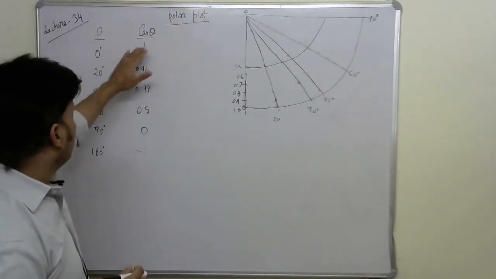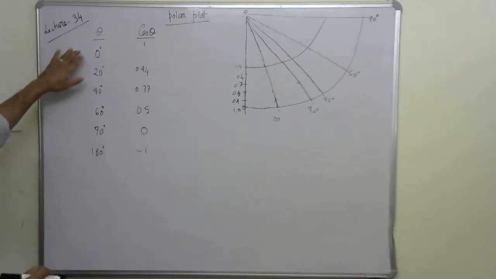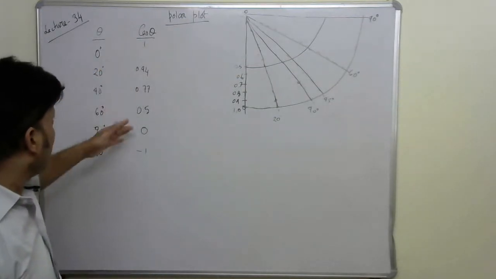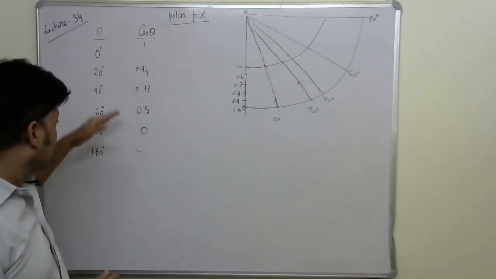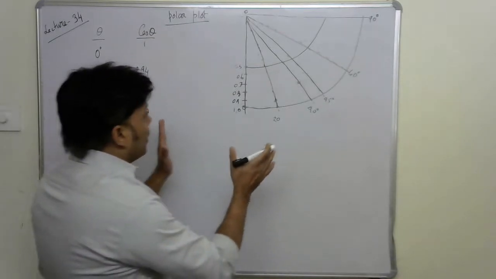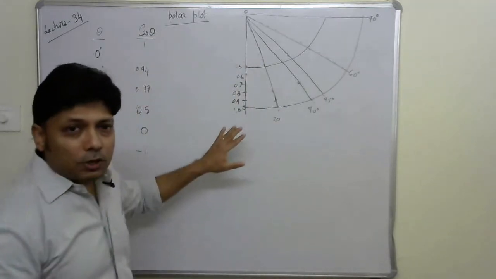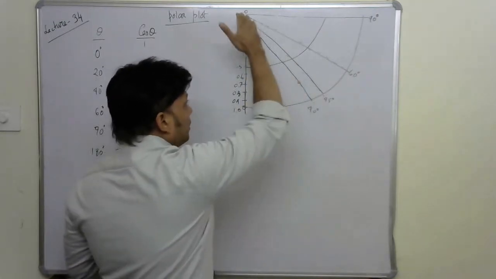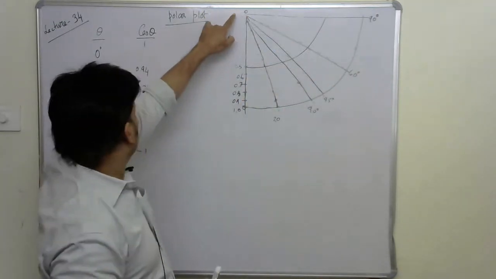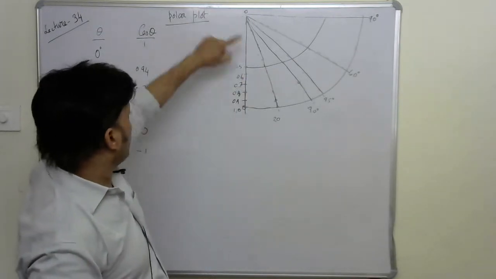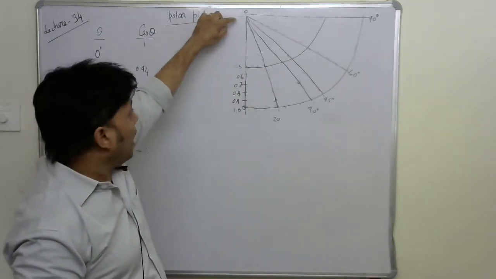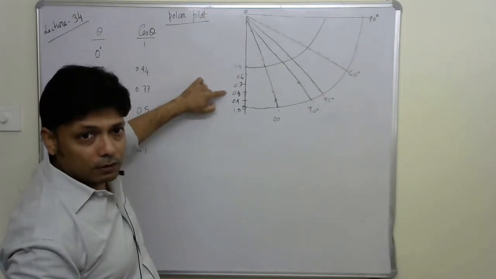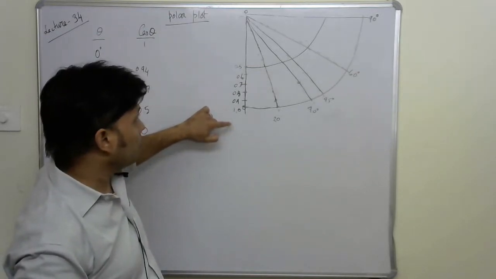First let's make a table of theta versus cos theta. Whenever theta is equal to 0, 20, 40, 90, 180, etc., we have cos theta values of 1, 0.94, 0.77, etc., up to -1. Now the polar plot is drawn on a special type of graph paper. In the graph paper, there are radially oriented straight lines that start from 0, which is the value for cos theta. Cos theta is 0 here, and gradually it goes up: 0.5, 0.6, 0.7, 0.8, up to 1.0.